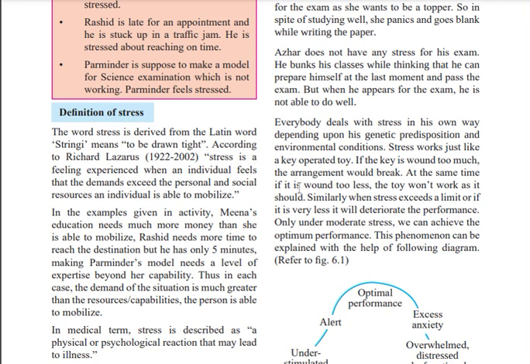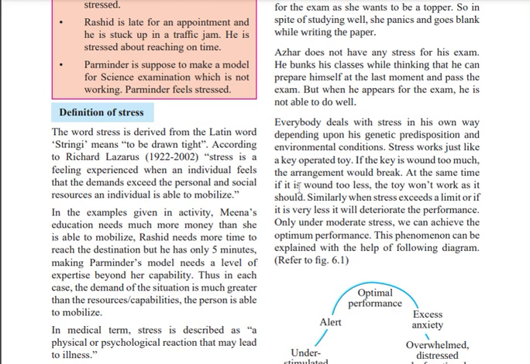Everybody deals with stress in their own way, depending upon genetic predisposition and environmental conditions. Each and every individual in this world tackles stress in their own way, according to genetics, which is family related, or the environmental condition.